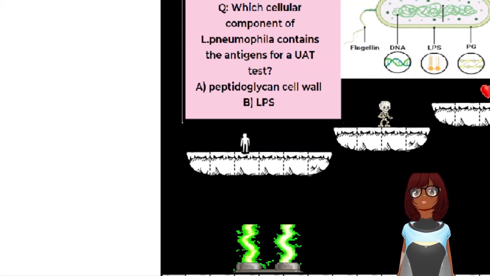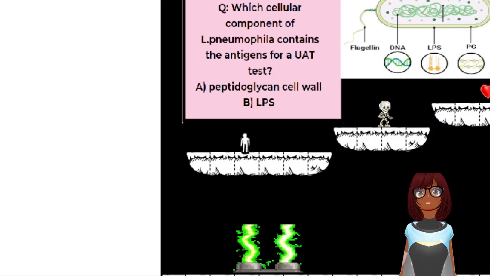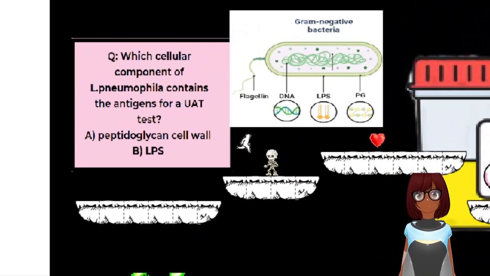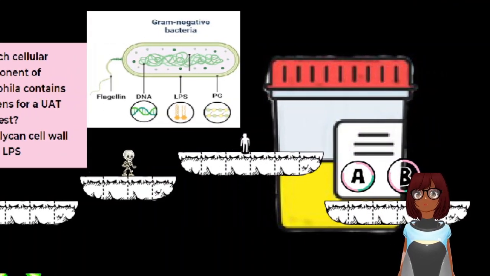Which cellular component of Legionella pneumophila contains the antigens for a UAT test? A, the peptidoglycan cell wall, or B, LPS? The answer is B, LPS.